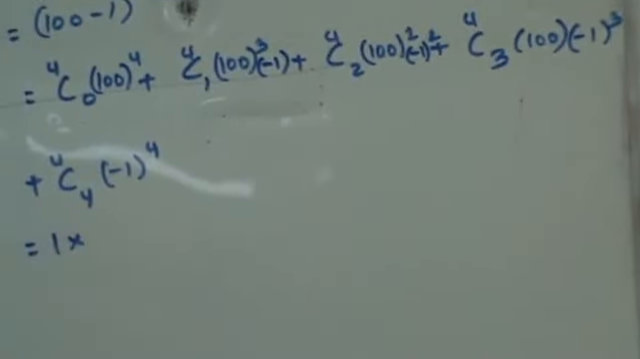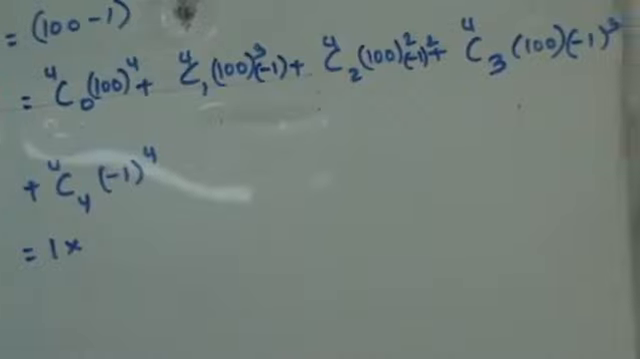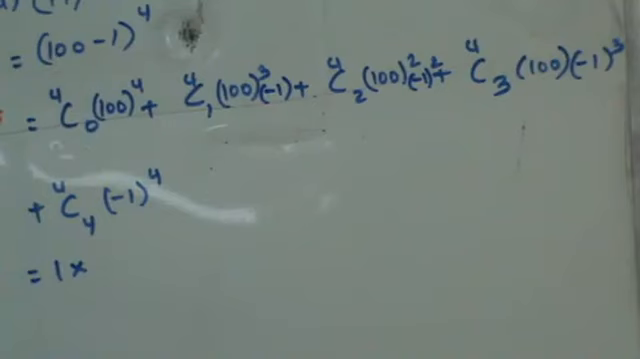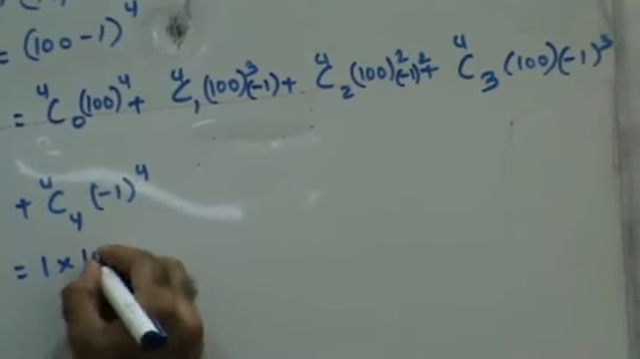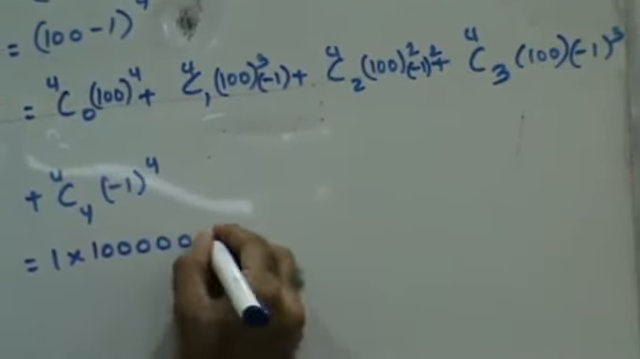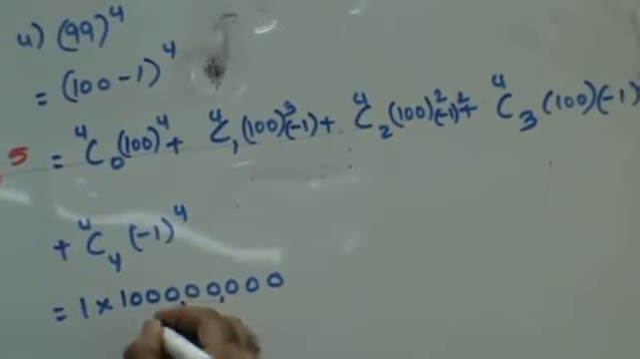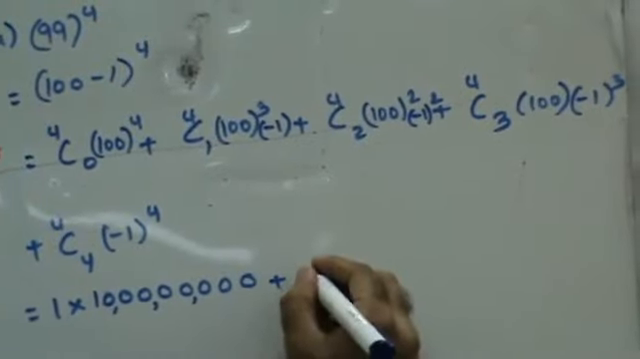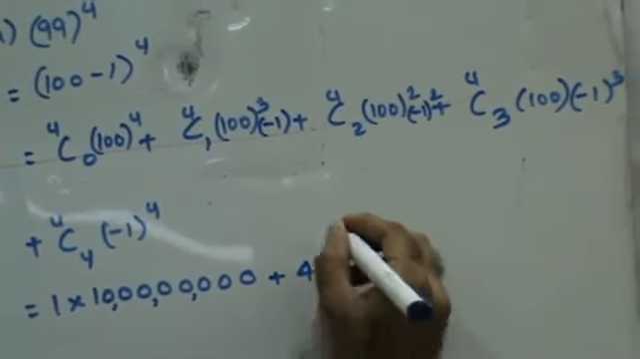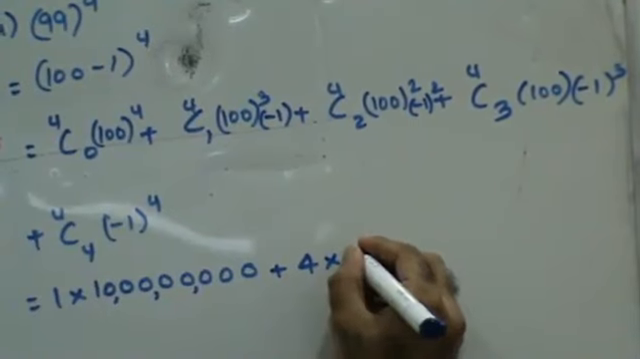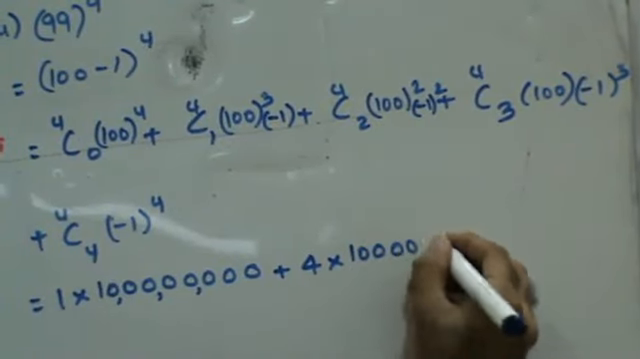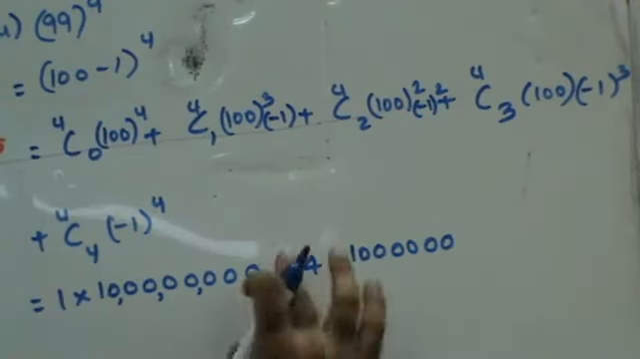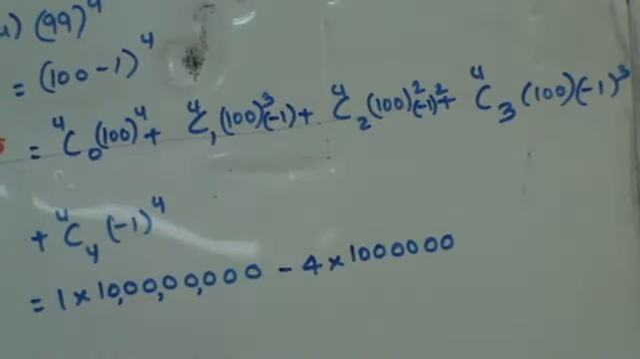C4 of 0 is 1. 100 raised to 4: 100 has 2 zeros, raised to 4 means there will be 8 zeros. 1, 2, 3, 4, 5, 6, 7, 8. There are 8 zeros here. Plus C4 of 1 is 4 into 100 raised to 3, which is 6 zeros. The number of zeros is multiplied by whatever the index is. There is a minus sign, so minus.